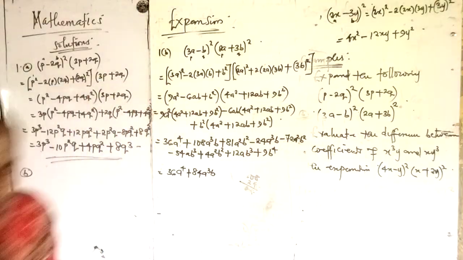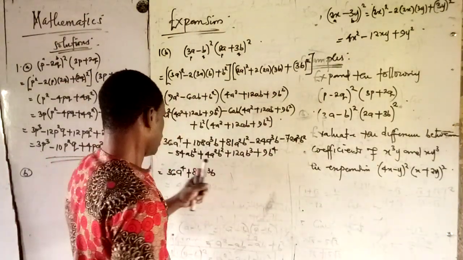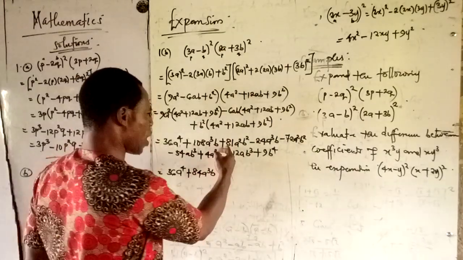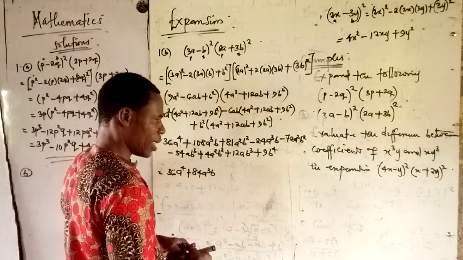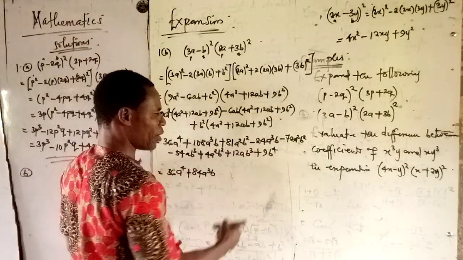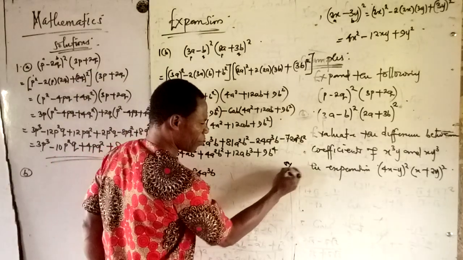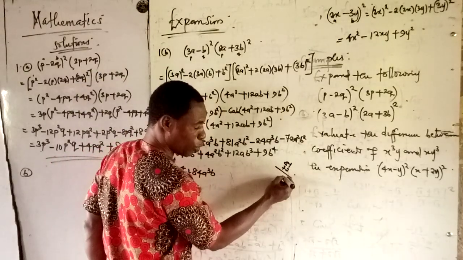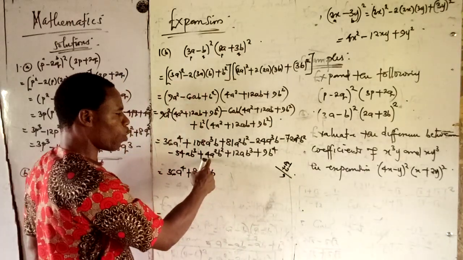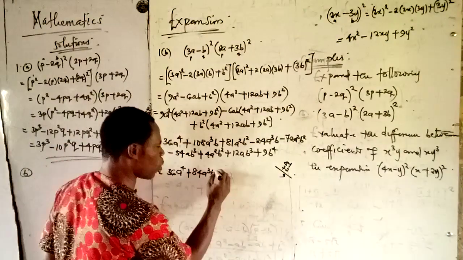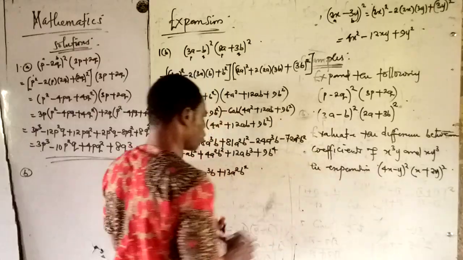Okay? Now check your a square b square. 81 a square b square minus 72 a square b square plus 4 a square b square. This is 81, this is 72. 81 minus 72 should have been what? 9. 9 plus 4 would have been 13. This is plus 13 a square b square.